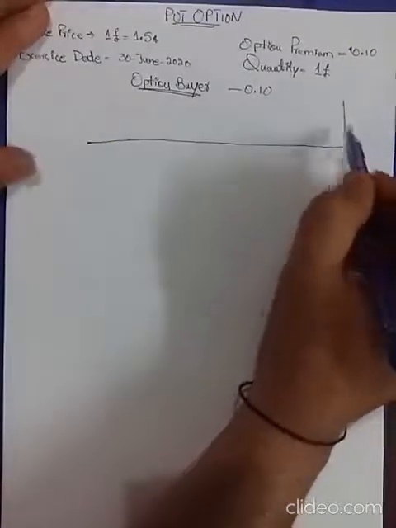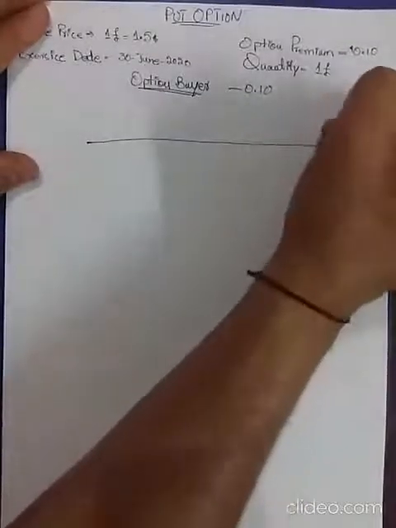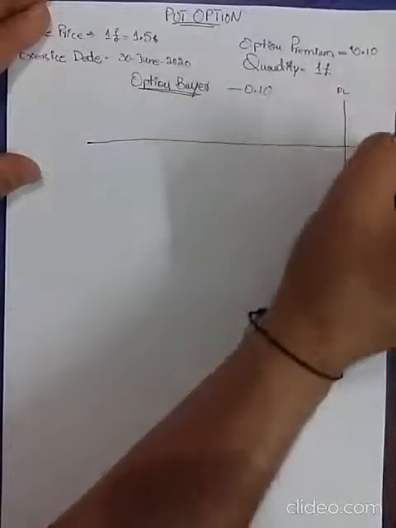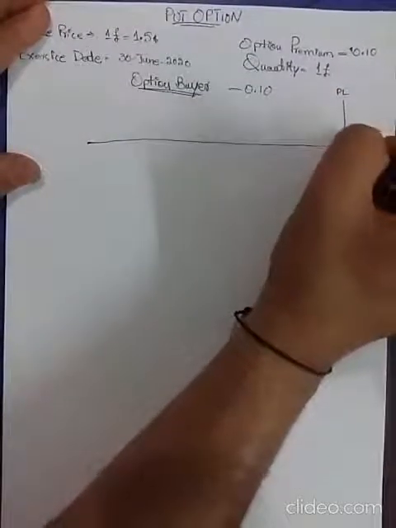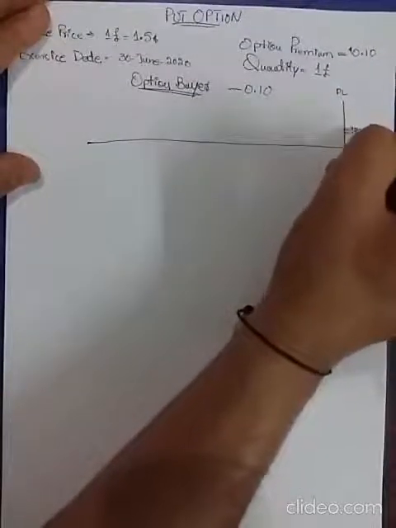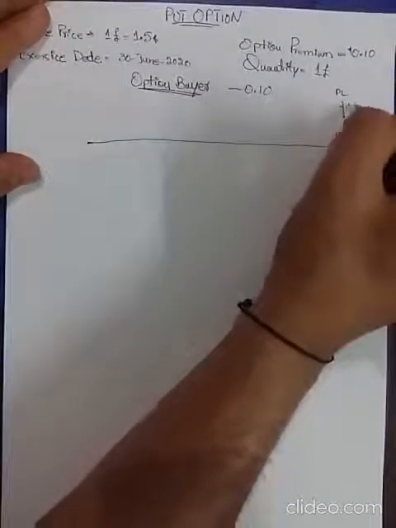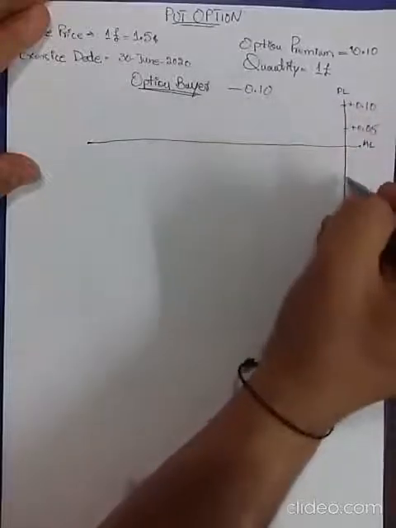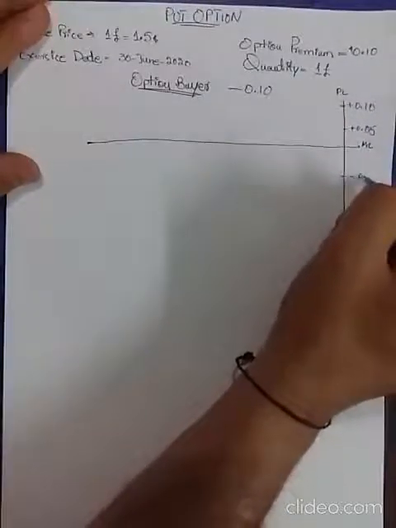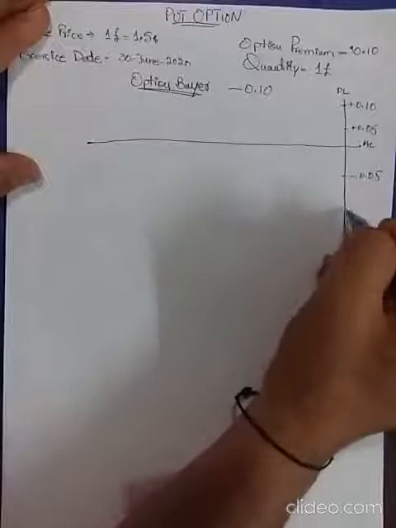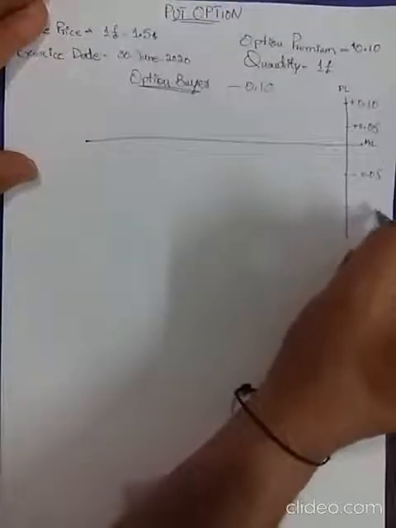What is the reason behind that? Shortly we will discuss it. So this is the premium line, and this is the market line. Here we have an option premium of +0.05 and +0.10, then we have -0.05 and -0.10.